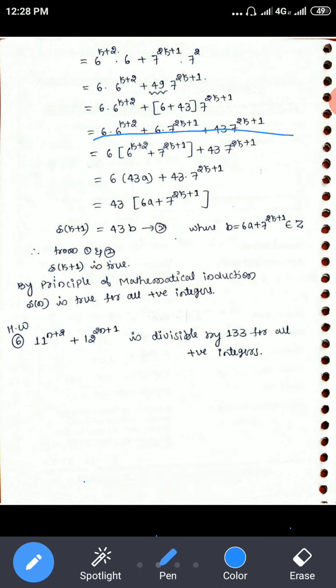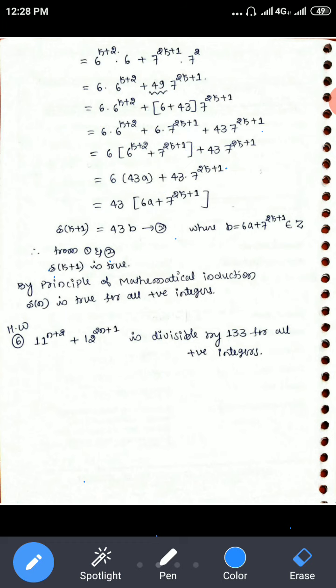Okay, so here you can see between these two, 6 is common. 6 raised to k plus 2, 7 raised to 2k plus 1, plus 43 into 7 raised to 2k plus 1. So friends, from equation 1, 6 raised to k plus 2 plus 7 raised to 2k plus 1 is 43a. So this is 43 times 7 raised to 2k plus 1.